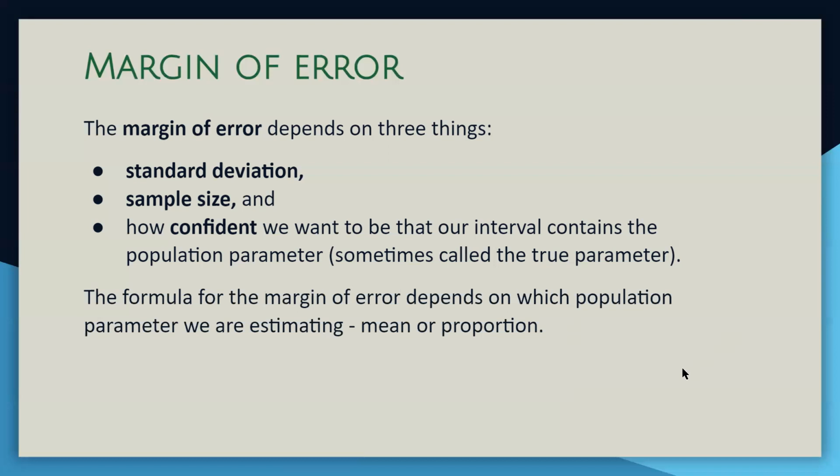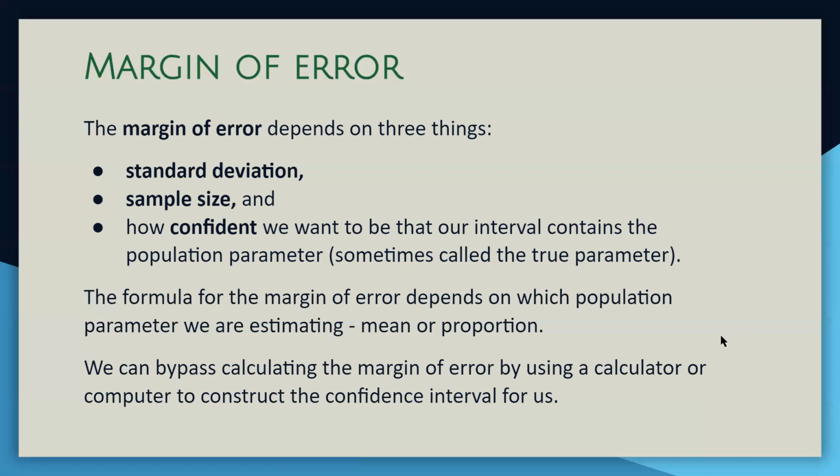The formula for that margin of error, how we calculate it, is going to depend on which population parameter we are estimating, mean or proportion. It's also going to depend on what we know about that population. For the mean, whether or not we know the population standard deviation is going to play a role in how we find that margin of error.